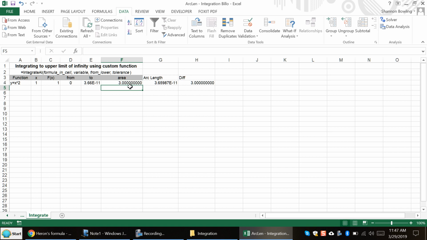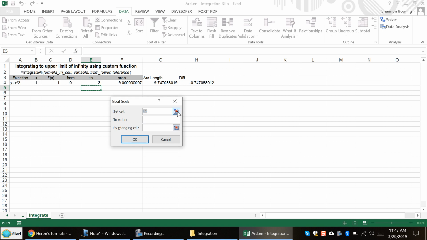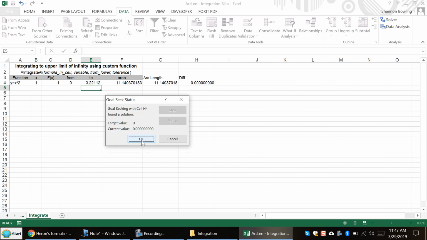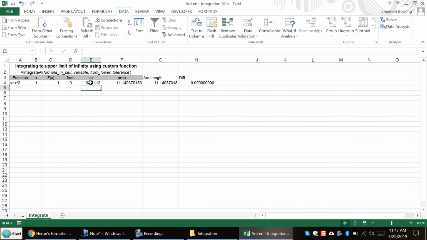Well, what's another convergence point? Let's make a guess of like 3 and see if that works. So set this difference equal to 0 by changing this cell. Just like Newton's method, it depends on where it starts. Exactly. So we can see that actually 3.22 is an answer.